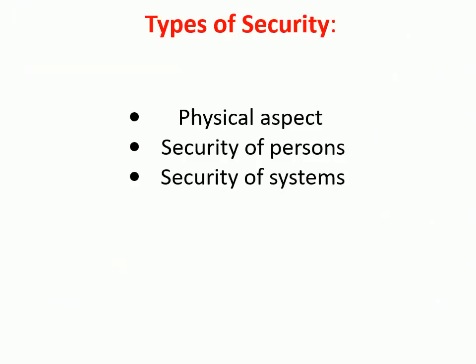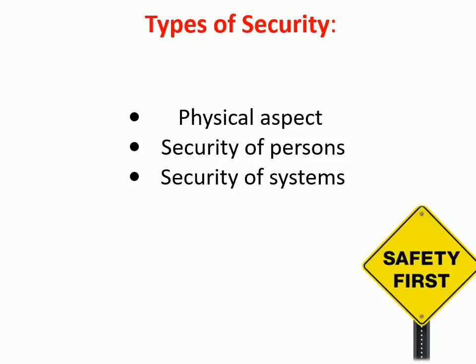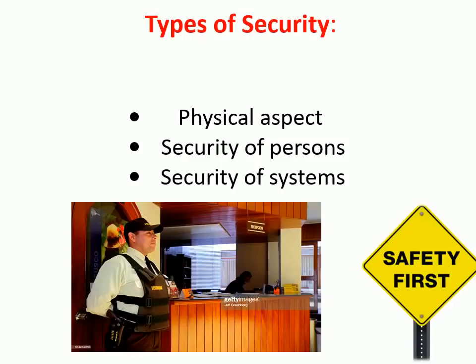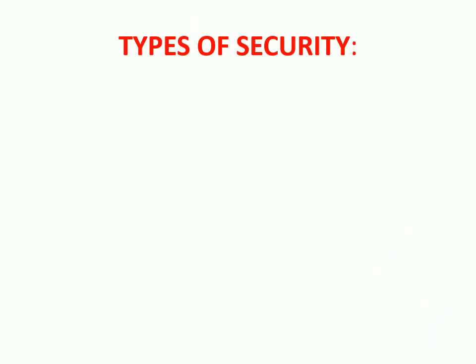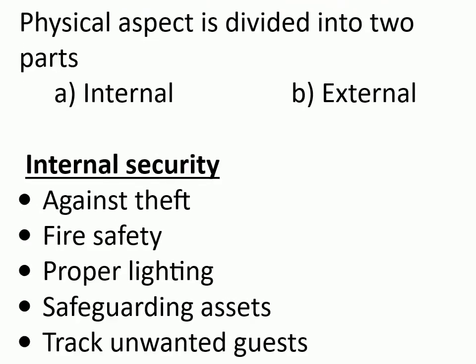Types of security: physical aspect, security of persons, security of systems. Physical aspect is divided into two parts, internal and external. Internal security: against theft, fire safety, proper lighting, safeguarding assets, track unwanted guests.